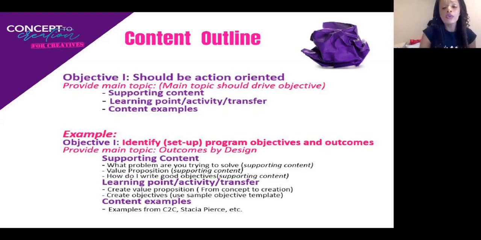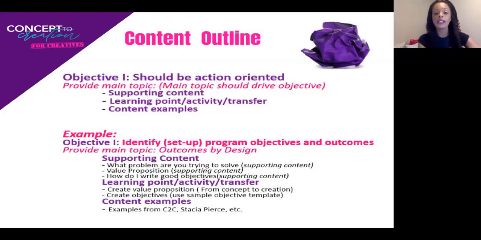One thing you all will be able to do is identify and set up program objectives and outcomes. That is my objective for this particular course, right? One of the objectives for this section is to help you identify program objectives and outcomes. How do you do that? So my main topic would be outcomes by design. So that's what I would put. By the time you all finish this particular course, you should be able to identify how to set up program objectives and outcomes. So my main topic on my content would be outcomes by design.